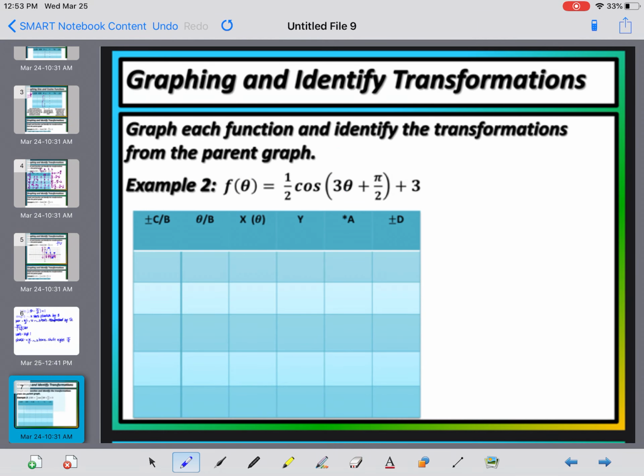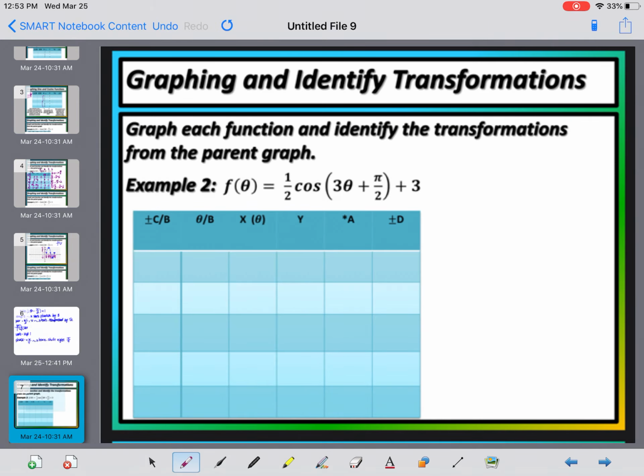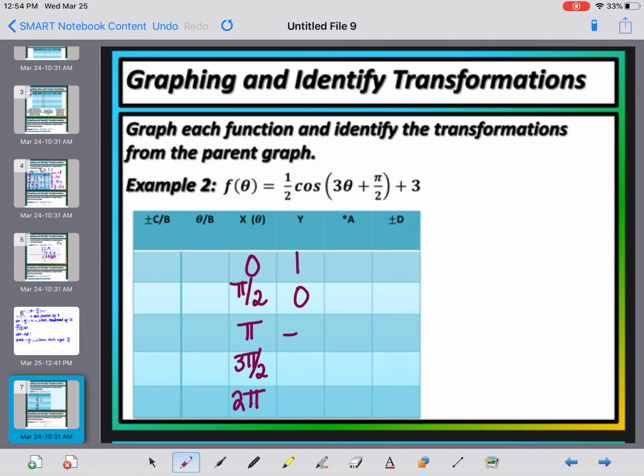Okay, let's try a cosine function now. So cosine, remember, uses the same x values. So 0, pi over 2, pi, 3 pi over 2, and 2 pi. But the y values start at a different place. So 1, 0, -1, 0, 1. Okay, and let's identify A, B, C, and D.